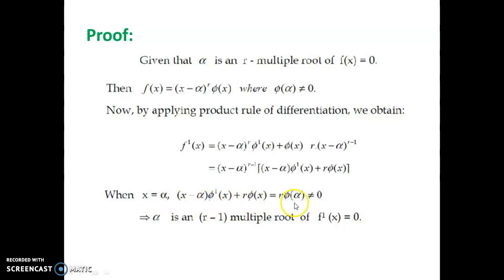And using this result, we have proved that alpha is not again a root of this expression. Therefore it is not an r multiple root. Therefore we can say that alpha is an r minus 1 multiple root of f dash of x equal to 0. So this is the proof of the theorem.